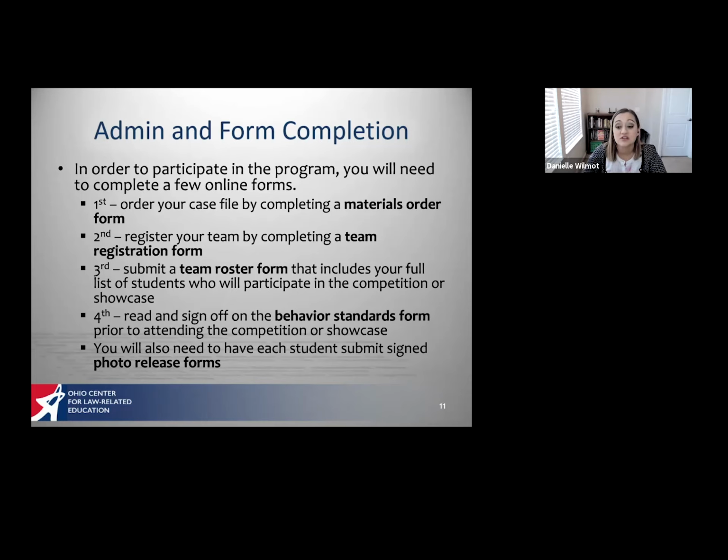And then you also need to have students submit a signed photo release form. So that could be, yes, they're allowed to be photographed, or no, they're not allowed to be photographed, but we do need everybody on your team to have that so we know where it's okay to take pictures and that kind of thing. So that's the nitty gritty of it. And again, I send out plenty of emails and all this information is in the case packet. So you don't have to remember all of this now, but I want you to have some context for it when you see it later.